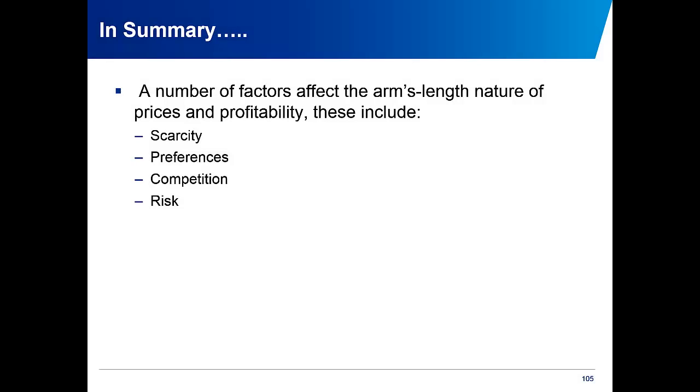So, in summary, there are a number of factors that are going to affect the arm's length nature of prices and profitability: scarcity, preferences, competition, and risk. In these examples, we're going to be talking mostly about a very competitive environment, so the competition is very much like perfect competition. In some other examples we'll deal with in the future, we'll be looking at what happens when there are barriers to entry or other key features that might restrict competition and therefore can create a much different scenario.